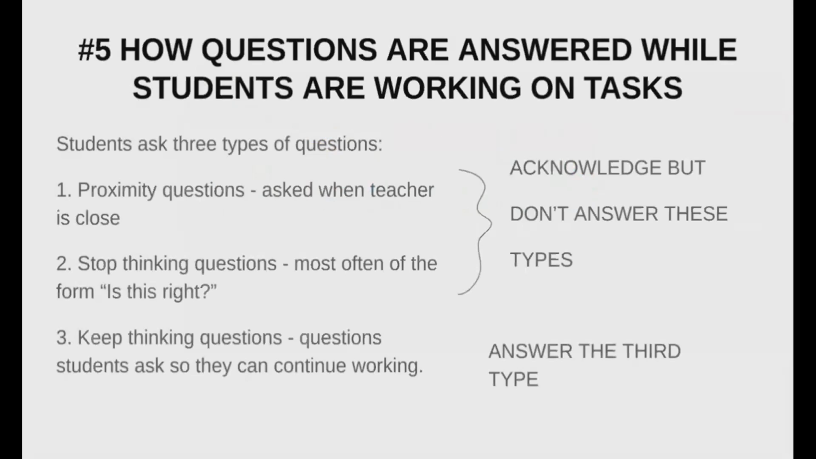The types of questions that we answer. Proximity questions, stop thinking questions, and keep thinking questions are really the three types. And you want to answer the third type of those. Proximity questions: often kids will ask you a question just because you're near them. Stop thinking questions, like, is this right? Don't answer those. And then the third type that you want to answer are keep thinking questions.